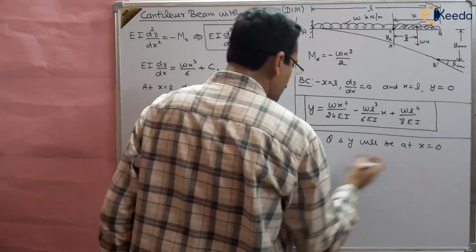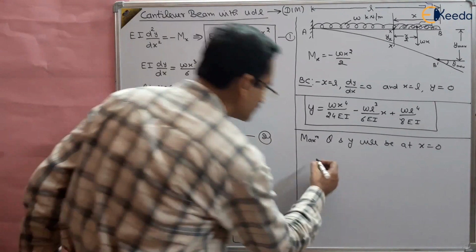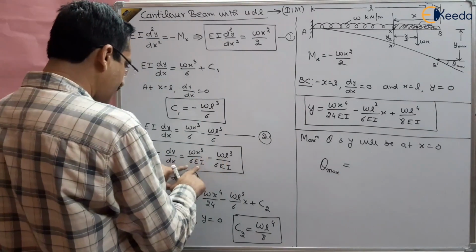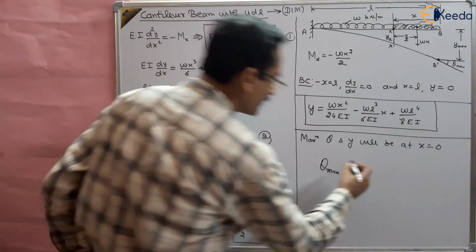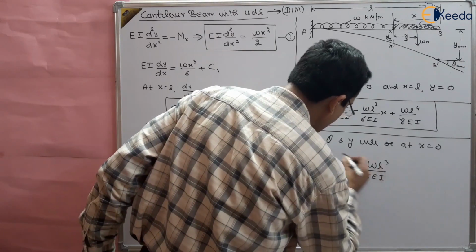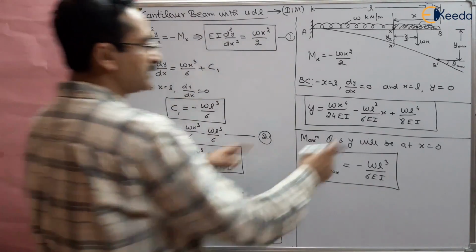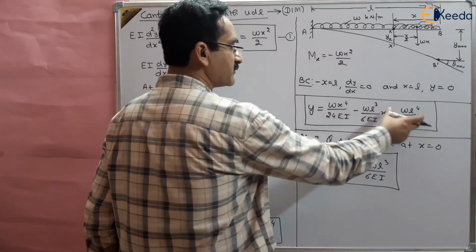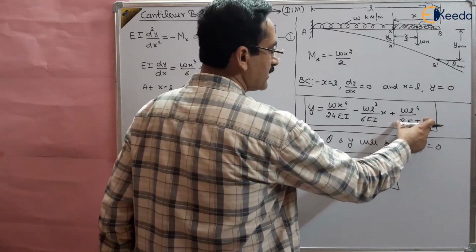So put the value of x equal to 0 in this equation, and you will get the maximum slope, right? So theta max will be equal to, here x will be 0 in this equation, and you will get minus WL cube by 6 EI. So this is the maximum slope. And for maximum deflection, put x equal to 0 in this equation. This term will become 0 because x is 0.